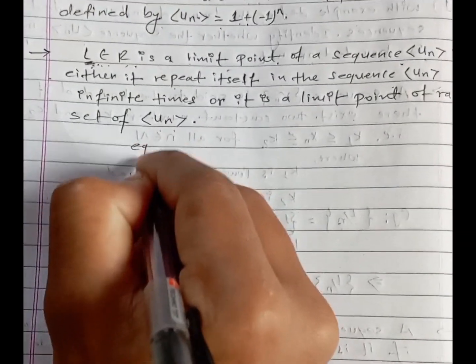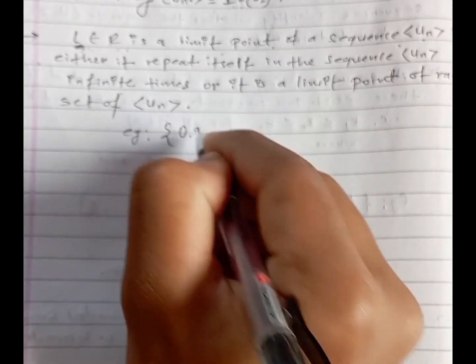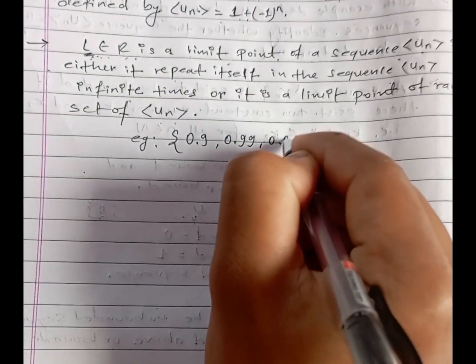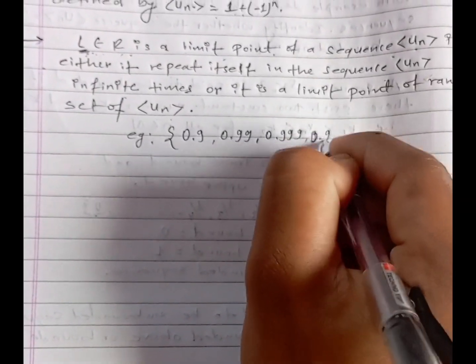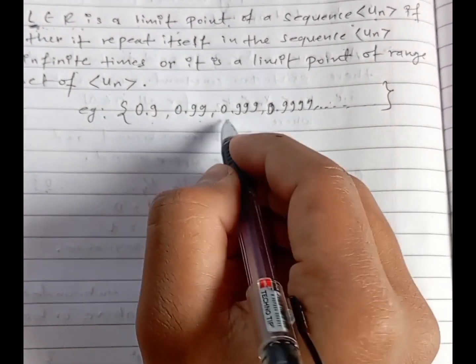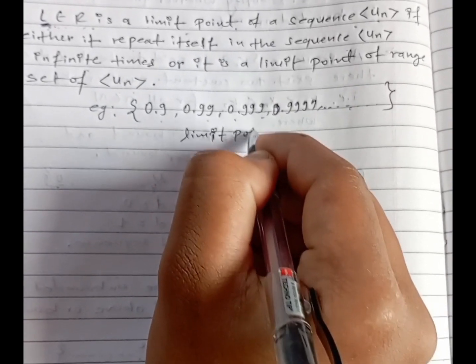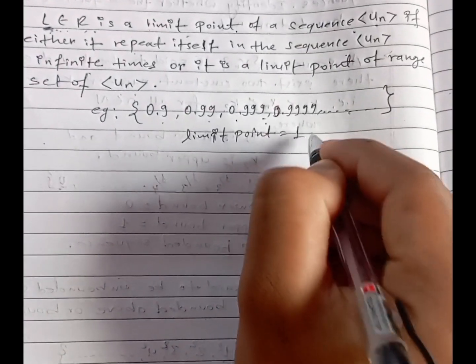Let's take an example. For example, given 0.9, 0.99, 0.999, 0.9999, tends to infinity. So it is moving towards 1. So the limit point of this sequence would be 1.